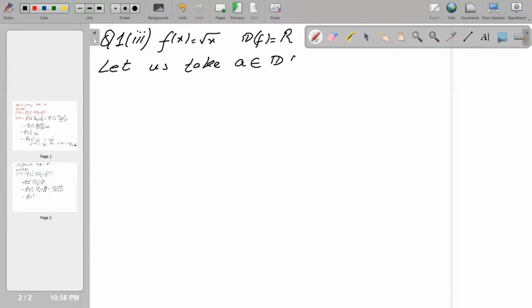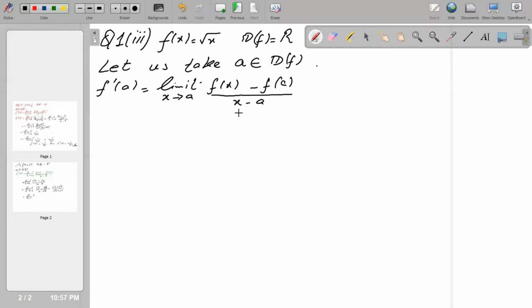Belongs to the domain of f. And we will write the formula here. f prime of a is equal to the limit as x approaches a of f of x minus f of a, divided by x minus a. So we just put values here.